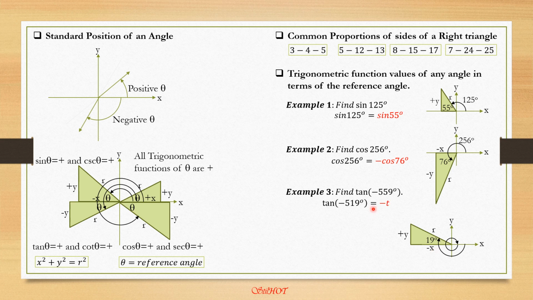And since negative 559 is in the second quadrant, y is positive, x is negative. So positive y over negative x is negative. So tangent of negative 559 is, because tangent is negative in the second quadrant, negative tangent of 19 degrees. So that's it for the trigonometric function value of any angle in terms of the reference angle.